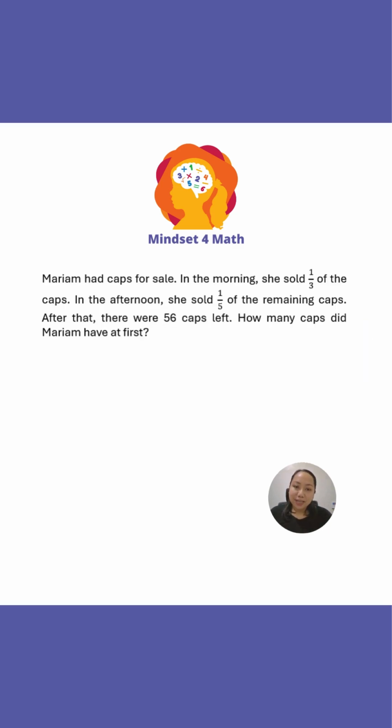Mariam had caps for sale. In the morning, she sold one-third of the caps. In the afternoon, she sold one-fifth of the remaining caps. After that, there were 56 caps left. How many caps did Mariam have at first?